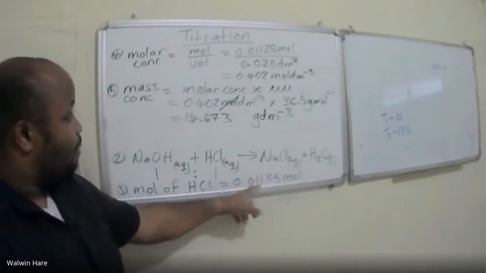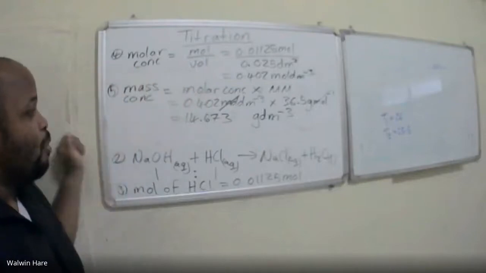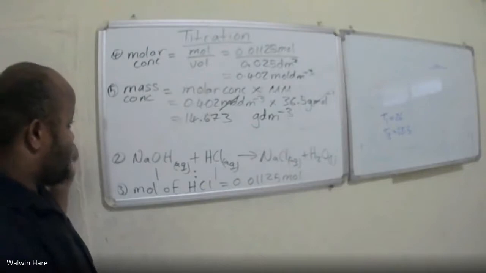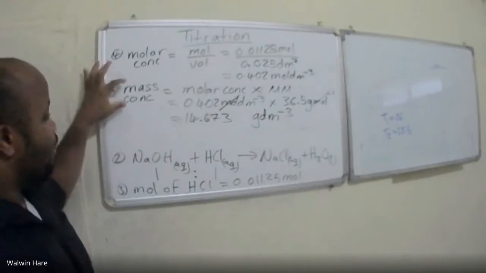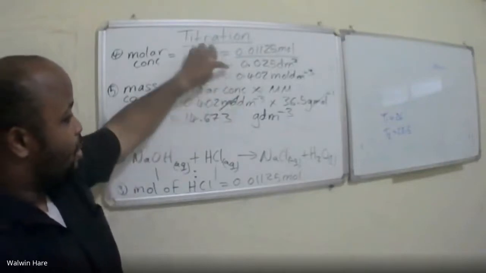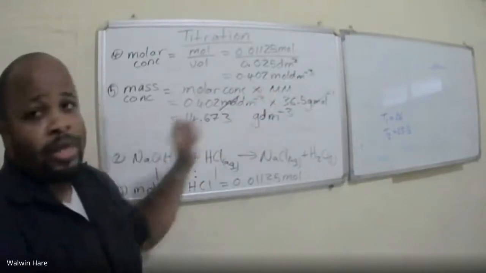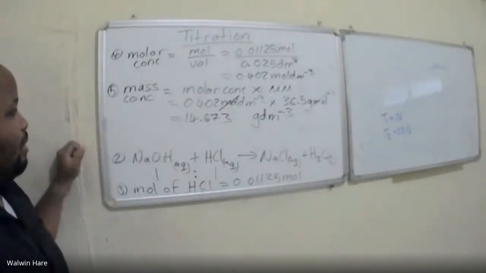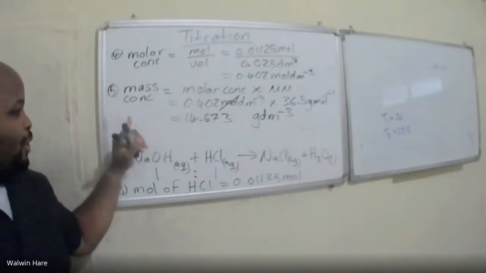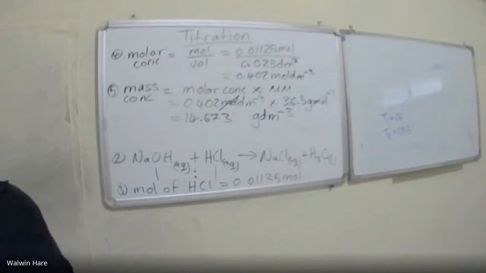Once you get the mole, you divide it by the volume and you have the molar concentration. If they go further and ask you to calculate the mass concentration, you can simply multiply the molar concentration by the molar mass. All right, and that will be it. So again, you can finish writing and let me know when you're finished.